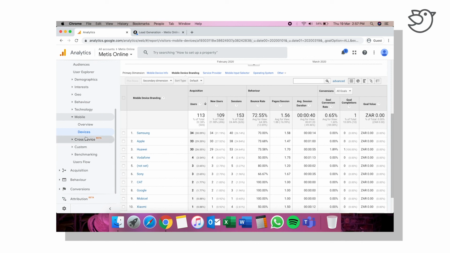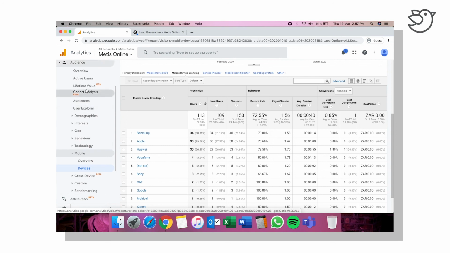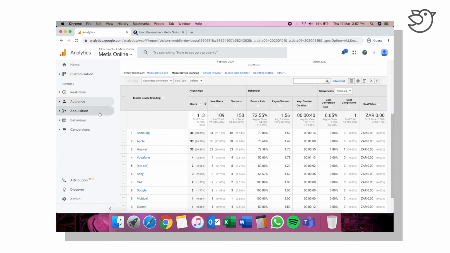Those are the main things that we're going to go through from an audience perspective. The rest, as I said, you're more than welcome to play with, but the ones that we've gone through are definitely the ones that will be the most important to you for now and will really help you identify who your perfect target market is and help you hopefully make those business and those marketing decisions. In a moment, in our next video, we'll go through the acquisition side.